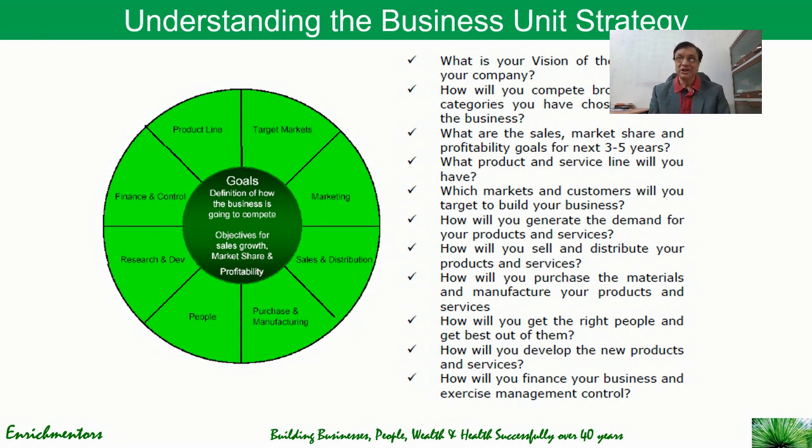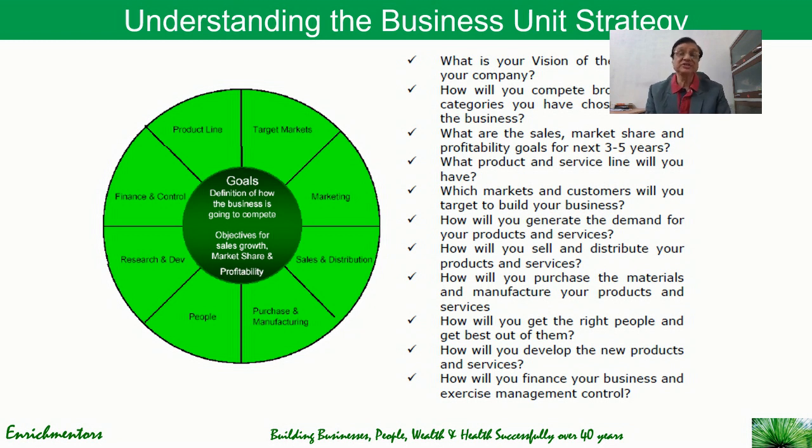So a business unit will say, hey, this is what we want to achieve over the next 3 to 5 years, and this is how we're going to do that. And this is our core strategy of competing with our competitors. Then the business unit will decide; we come to the various spokes. There are 8 spokes that you see here.